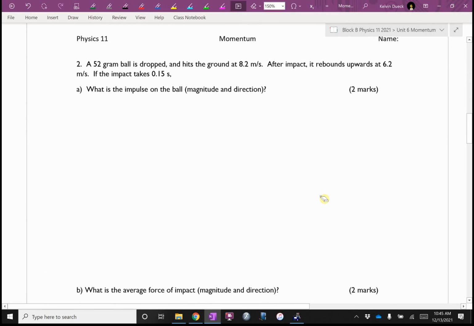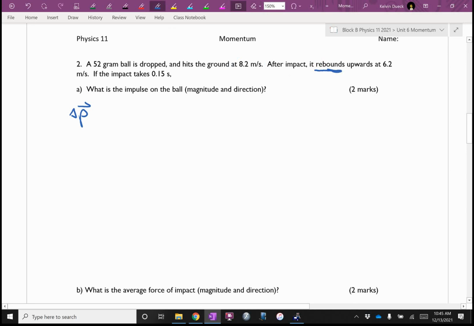Number 2, just reading this, I only see one mass. I think this is going to be an impulse question. I don't see a collision. In fact, it wants the impulse on the ball, magnitude and direction. The first thing that I did was that. I see an initial velocity and a final velocity. It's a little tricky because the meters per second is on the next line, but definitely that's a velocity.